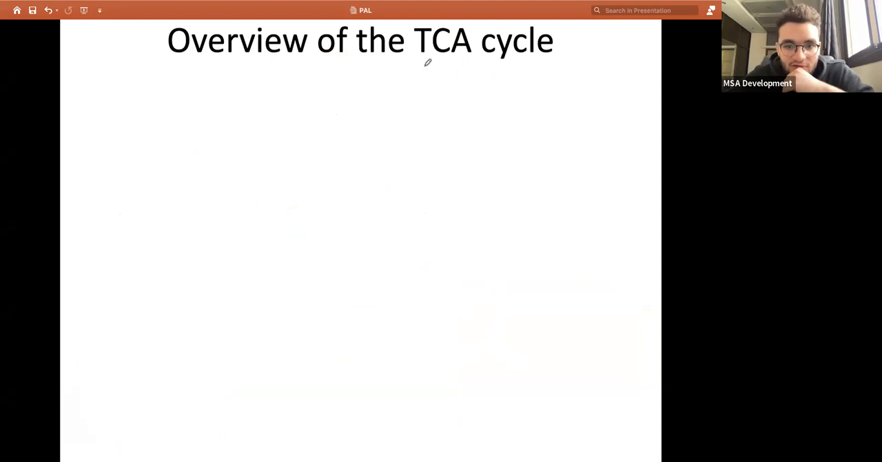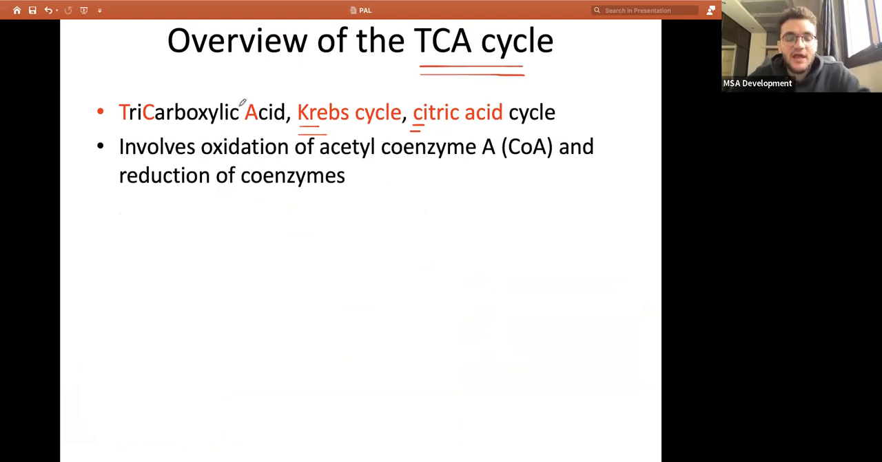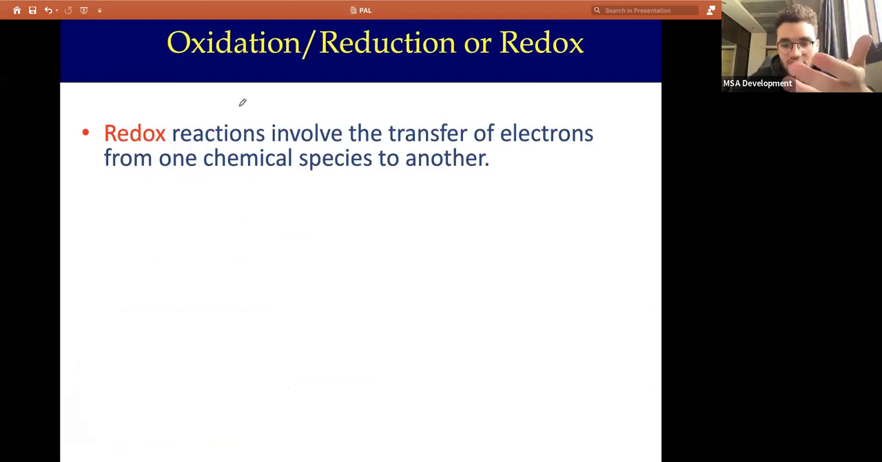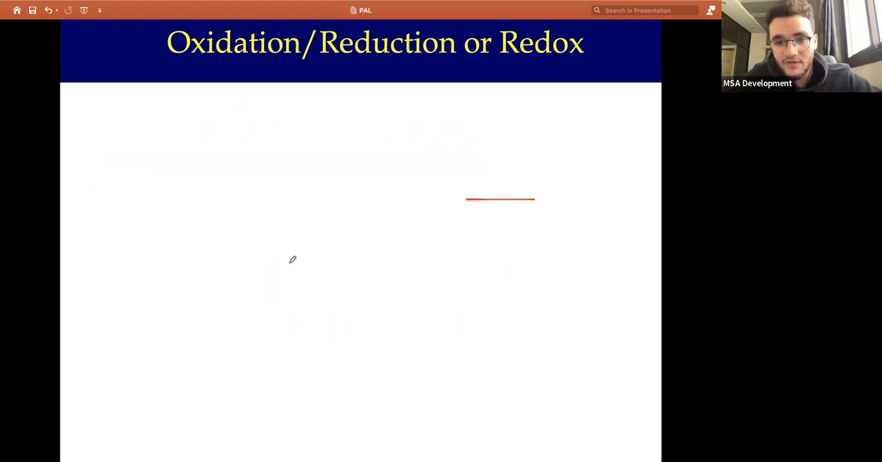Okay, so as I said, we'll be talking right now about the actual TCA cycle, which is also called the Krebs cycle or the citric acid cycle. These are the main three names of the TCA cycle. Now, before that, we know what oxidation reduction reactions are. Whenever something is being oxidized, there has to be another thing which is being reduced, right? Oxidized means you're losing an electron, so it's becoming more positive. And reduction means you're gaining an electron, so it's becoming more negative. And why am I talking about this right now?